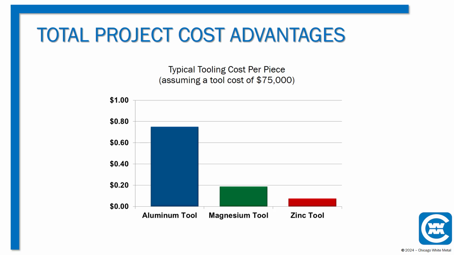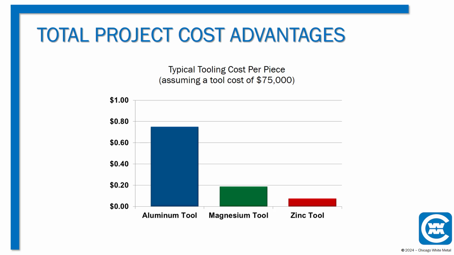So if you look at this example, we're saying, okay, $75,000, let's look at how much per part that ends up being when you factor in the life of the tool. For an aluminum tool, we typically say that it is good for 100,000 shots before some significant replacement or refurbishment is needed. So when you factor that in over $75,000, it's an easy calculation, but it's a 75 cent per piece impact to amortize the tooling cost over.